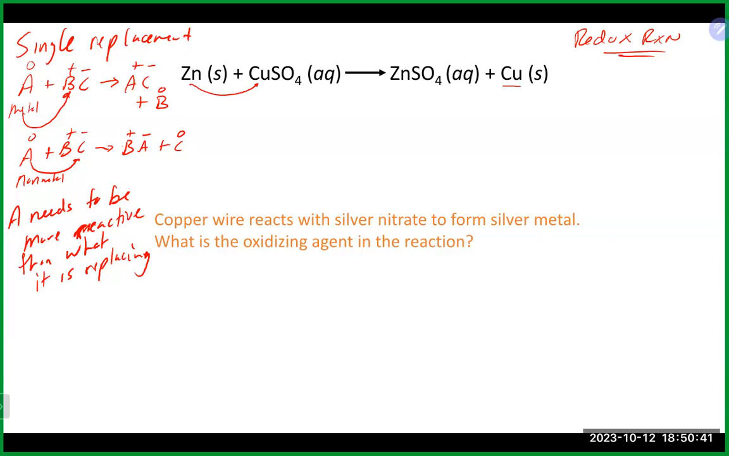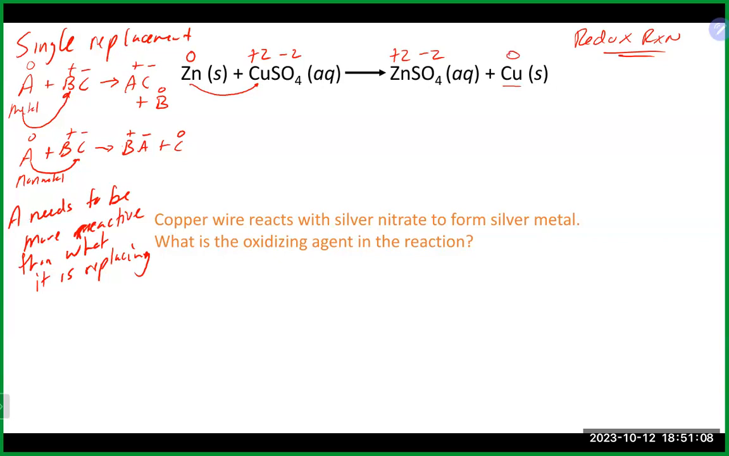Because if we look at what's happening in this case, our zinc is zero in terms of its charge. That is copper 2 sulfate, which means the copper has a plus 2 charge. Sulfate has a minus 2 charge. Zinc on the other side here is with sulfate, which means it has a plus 2 charge. And sulfate has a minus 2 charge. And copper by itself has a 0 charge.